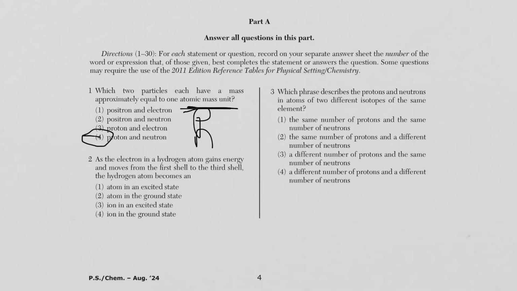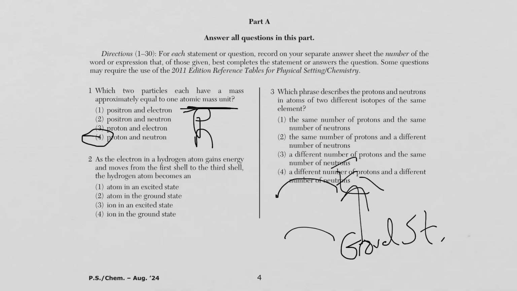You need to know your basic atomic structure. Let's go on to 2. As the electron in a hydrogen atom gains energy and moves from the first shell to the third shell, the hydrogen atom becomes, well, you're not knocking an electron out here. An electron is moving from a lower energy level up to a higher energy level. That means we're going from all of the electrons at the lowest energy levels available, known as the ground state, and we have an atom now that has gone into the excited state. And that is going to be choice 1.